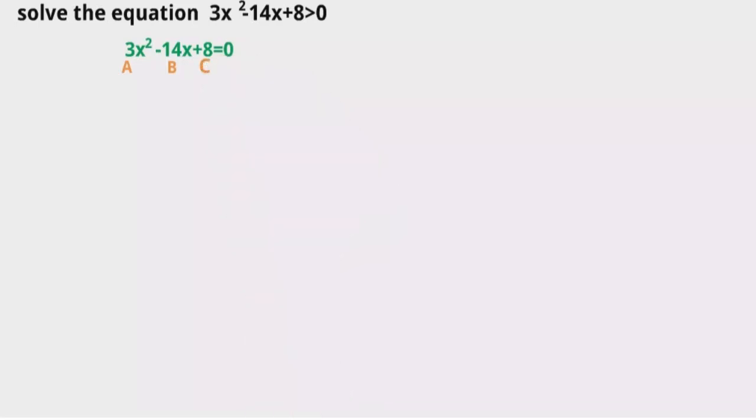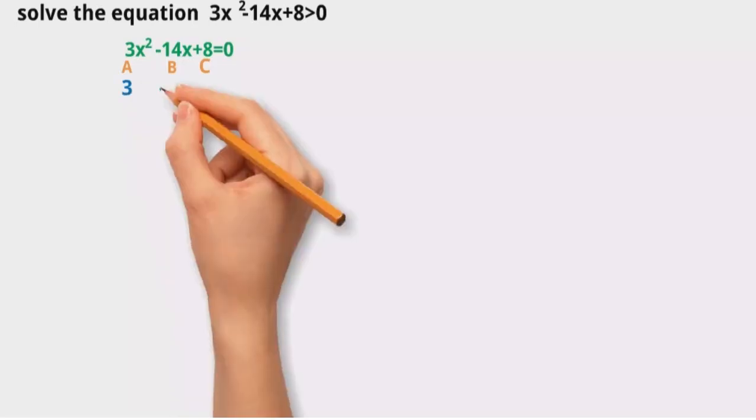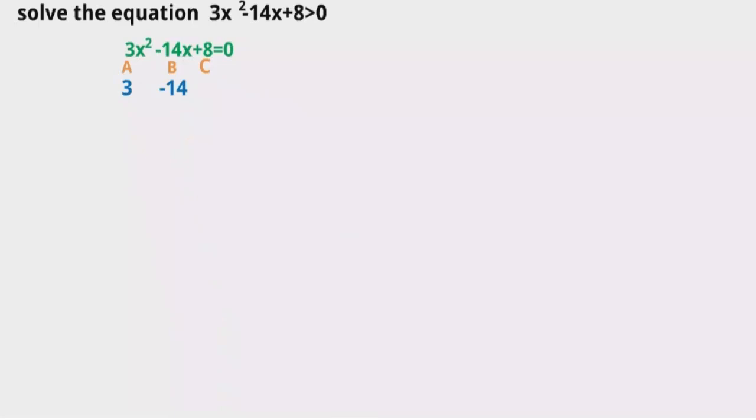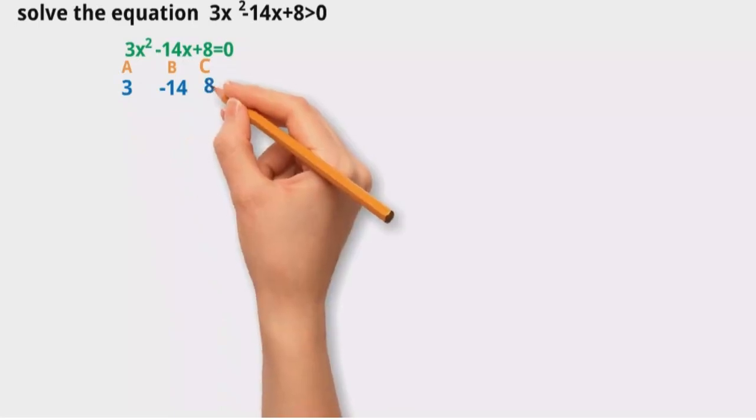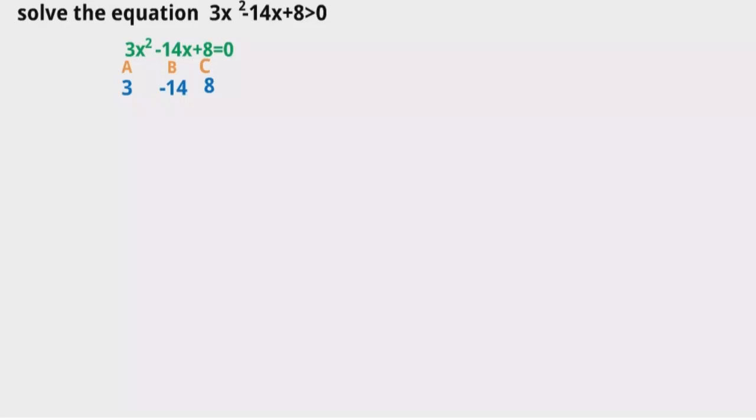With that out of the way, let's now identify coefficients. The coefficient of x squared is 3. The coefficient of x is negative 14. The constant term is 8. These coefficients are the ones that we will use in the quadratic equation formula.